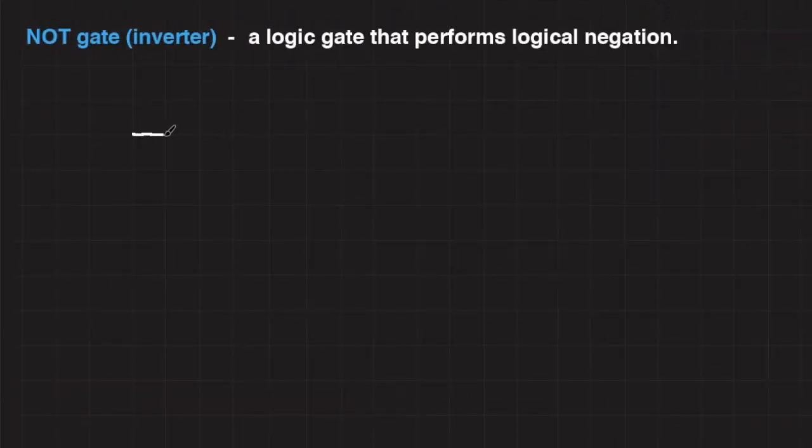An inverter or NOT gate is a logic gate that performs an inversion or complementation. The standard logic symbol for NOT gate is a triangle with a bubble as a negation indicator. So let's represent the input as A and the output as X.